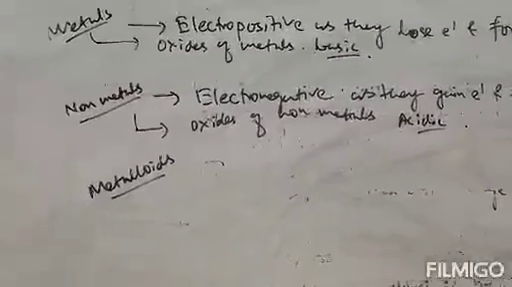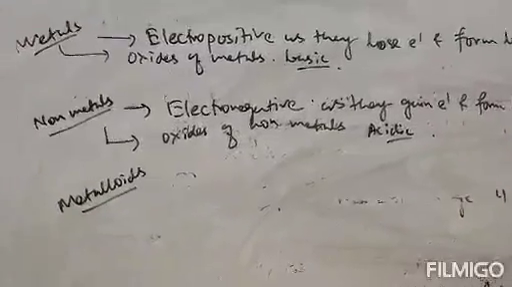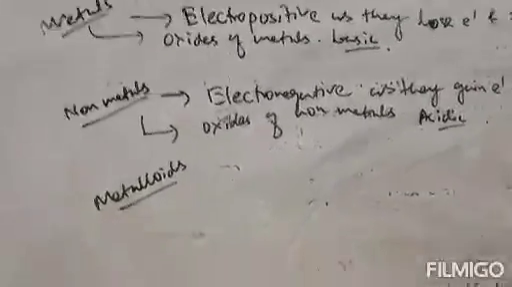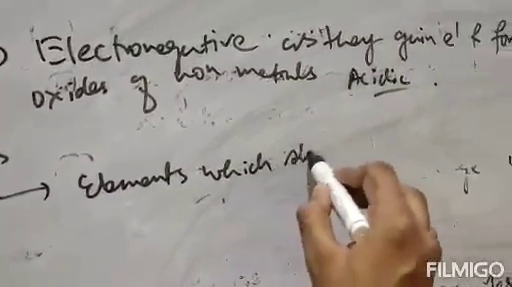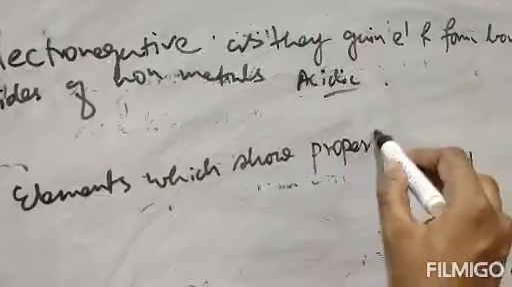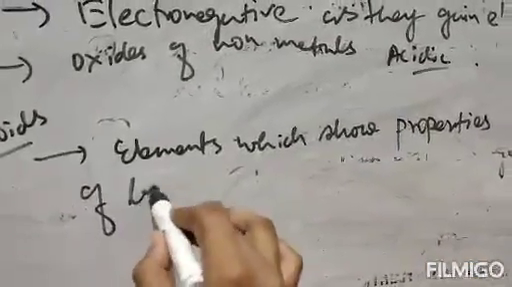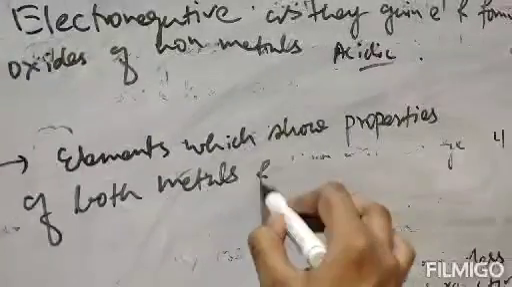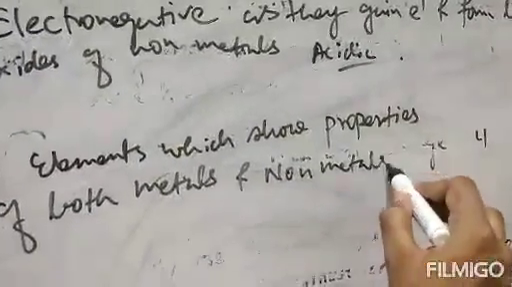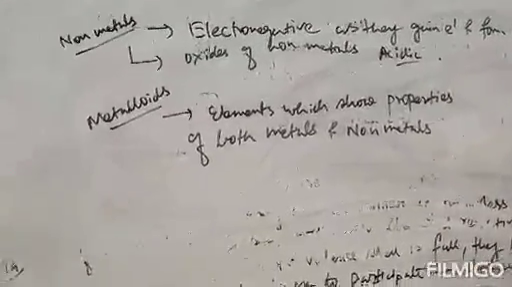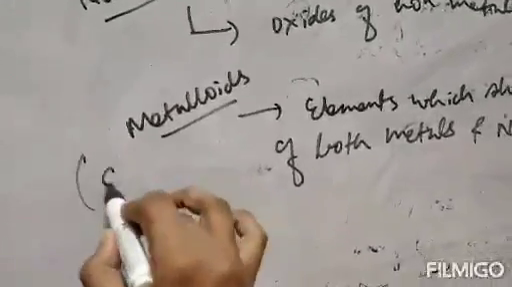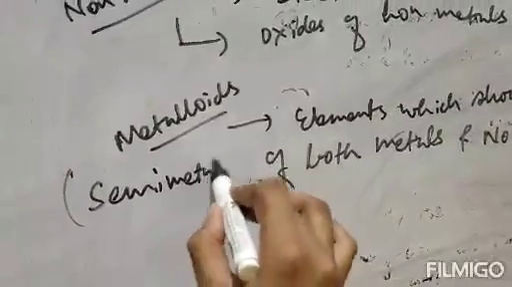Coming to metalloids, metalloids are the elements which show the properties of both metals and non-metals. They are sometimes also called semi-metals. That means metalloids and semi-metals are the same.